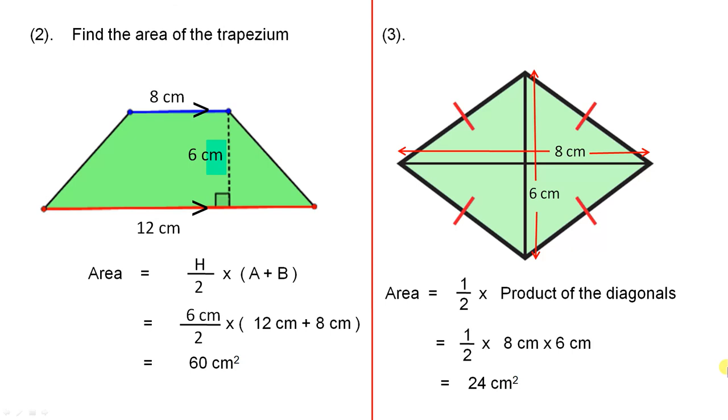So this video has looked at 3 more plane shapes, and we've seen how to find the area of each of those plane shapes. And as always, for the perimeter, all we do is just add the lengths of each of the sides together.